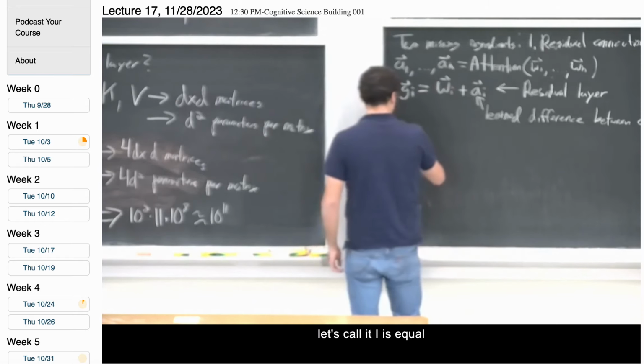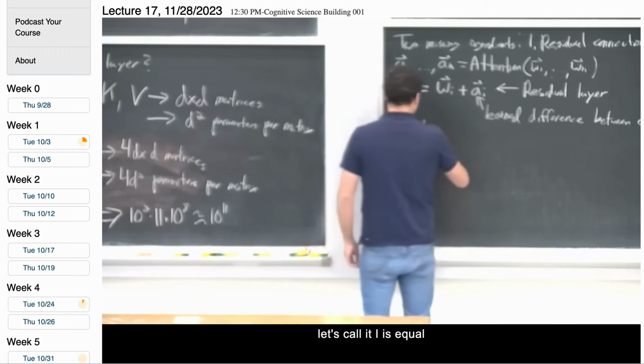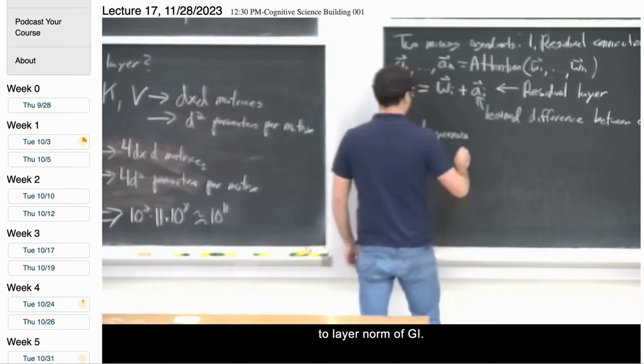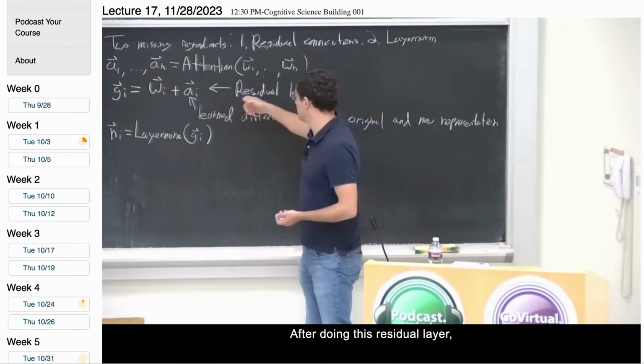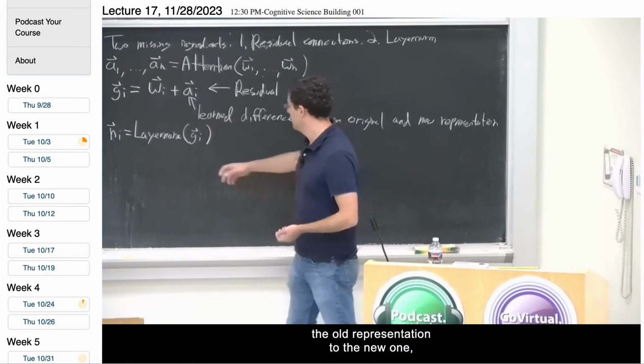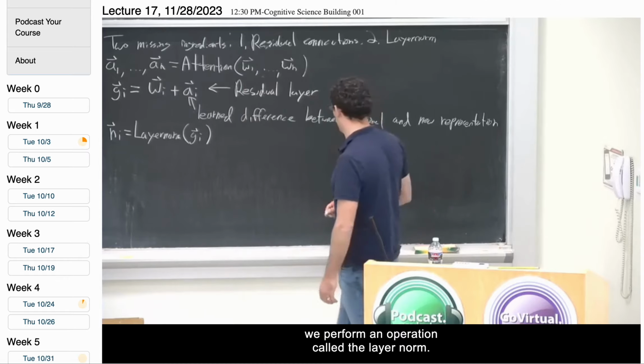So we then have, let's call it, n_i is equal to layer norm of g_i. So after doing this residual layer, which is just adding the old representation to the new one, we perform an operation called the layer norm. What is the layer norm? Let's talk about that.